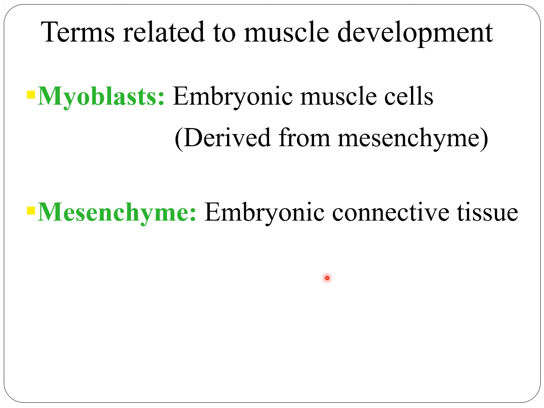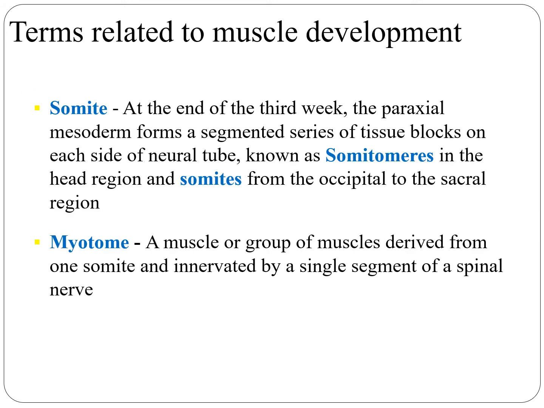Now a few terms related to muscle development or limb musculature development. Myoblasts are the embryonic muscle cells which are derived from mesenchyme, and mesenchyme is what? Mesenchyme is the embryonic connective tissue. So whenever we are talking about mesenchyme, it means we are talking about embryonic connective tissue.